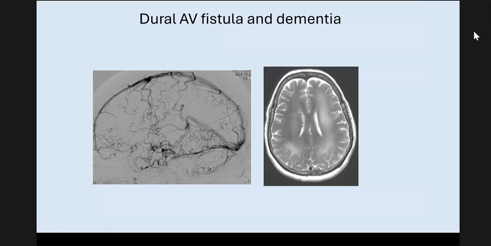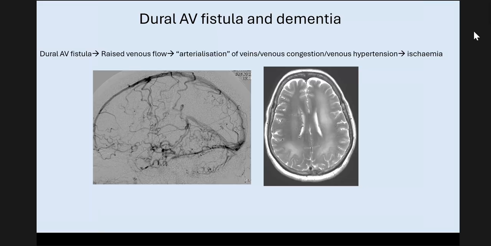So, dural AV fistula and dementia. Okay, it's rare, but it's an important entity to bear in mind. And the most accepted theory is that, with dural AV fistula, you have raised venous flow. So there is essentially a shunt between the artery and the vein, and there is direct shunting of arterial blood into the venous side, and there is arterialization of the veins. There is venous congestion, there is hypertension, and that leads to ischemia. Okay, and this is what we saw initially. But there are, of course, other theories behind the causation of dementia.